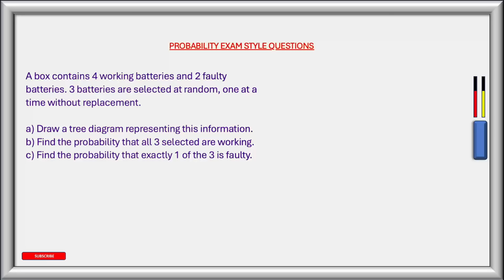In our second question, we're told that we have a box that contains 4 working batteries and 2 faulty batteries. 3 batteries are selected at random, one at a time, without replacement. In part A of the question, we're asked to draw a tree diagram representing this information. In part B, we're asked to find the probability that all 3 batteries selected are working. And in part C, we're asked to find the probability that exactly one of the 3 selected batteries is faulty.